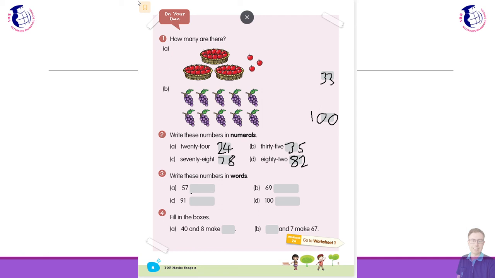Write these numbers in words. Okay, I'll see if I can fit these in. If not, I'll do some arrows. 57, we saw on the previous page as well. Fifty-seven. Then we have 69. Sixty-nine. Then we have 91. Ninety-one.